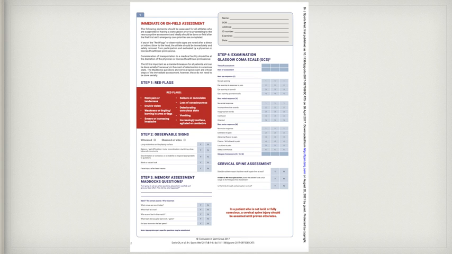Step 4 is called the Glasgow Coma Scale. You put some information there: time of assessment and date of assessment. There's a bunch of things there: no eye opening, eyes opening in response to pain, verbal response, best motor response.